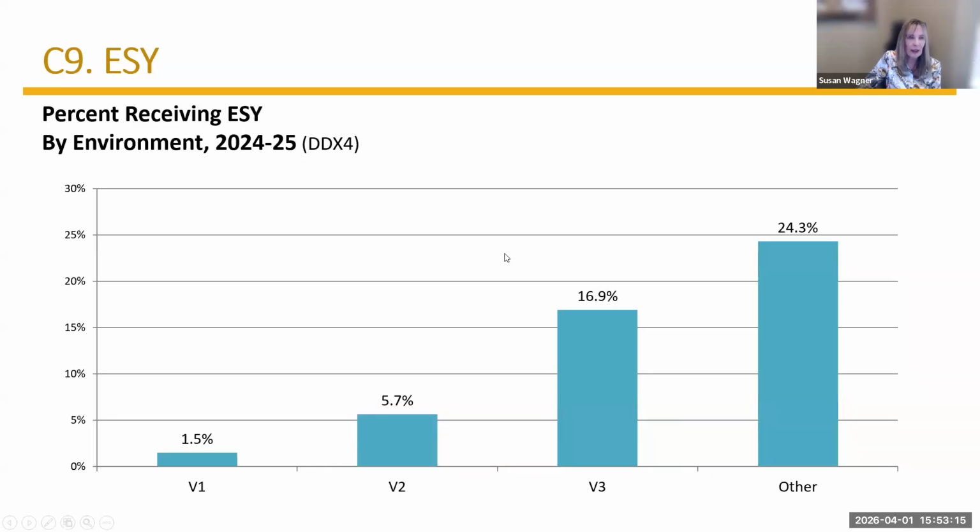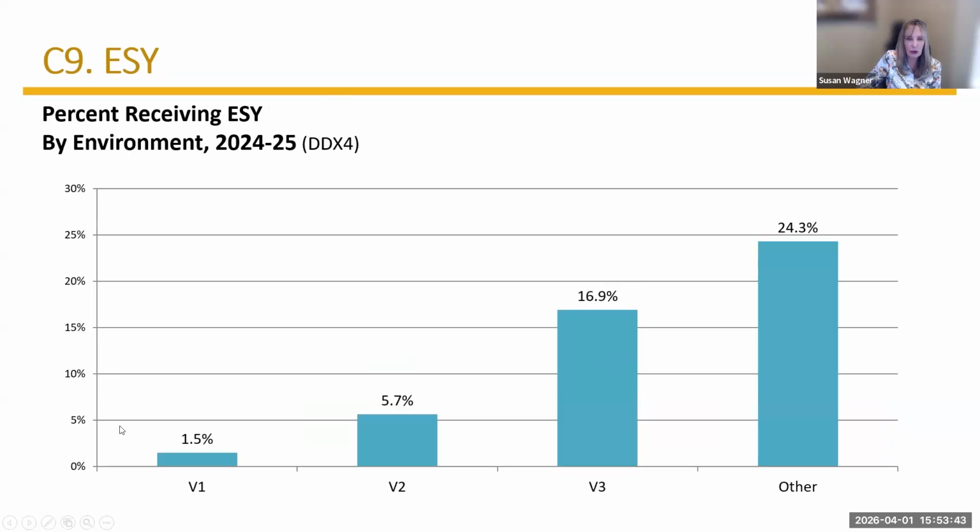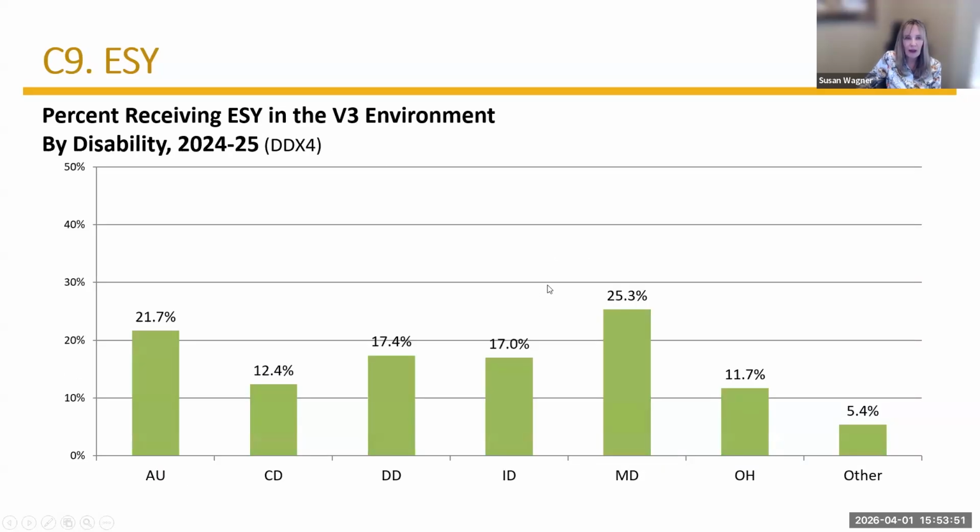Interesting pattern. If we look at it by environment, kids in the V3 environment and other environments, so this would be the residential facilities, the separate schools, the homebound hospital placement, they are the most likely. So about 1/4 of these students receive ESY compared to 16.9% of V3 kids. If we look at just the V3 environment, since it's so strongly related to environment, we wanted to focus just on the V3 environment since more kids are here than here.